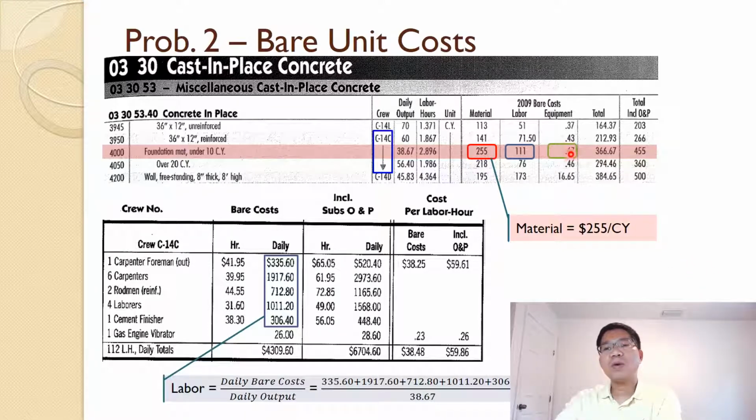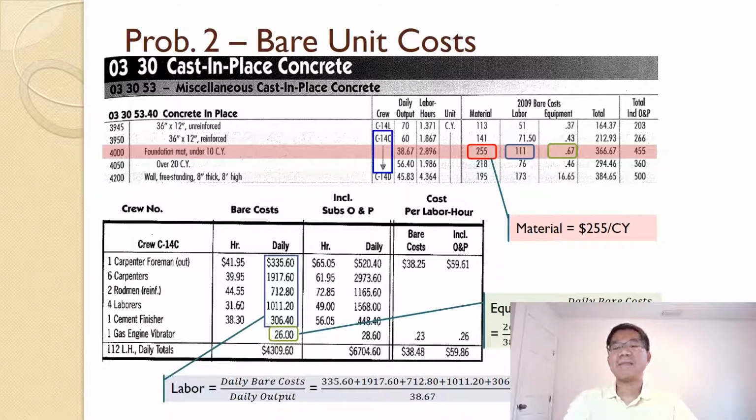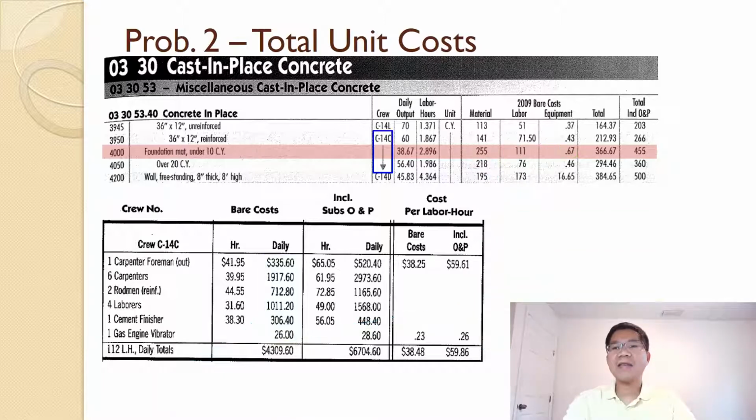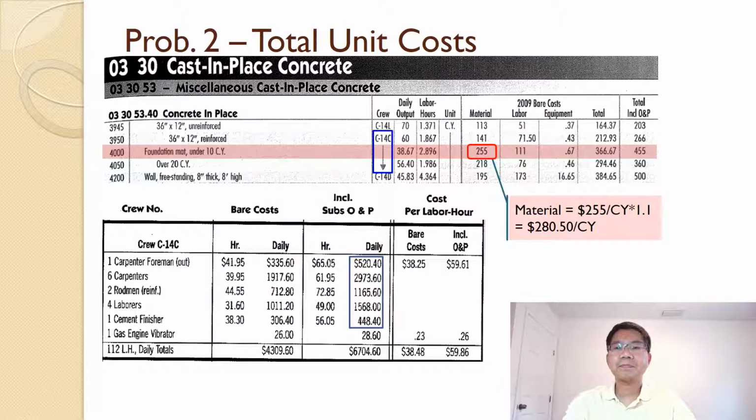Similarly, for the equipment, where does the 67 cents come from? It comes from the gas engine vibrator, 26 bucks per day. And then you just take 26 for that equipment and divide by the output of 38.67, you get 67 cents per cubic yard for the equipment. Add those three numbers up.